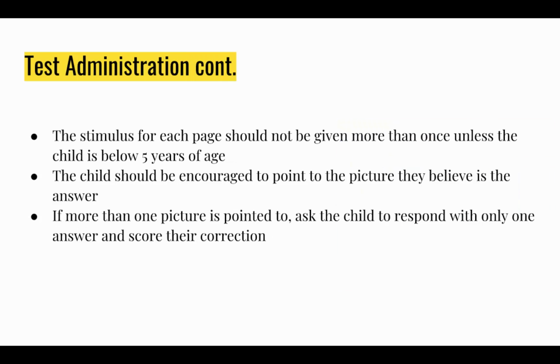The stimulus for each page should not be given more than once unless the child is below 5 years old. It can be repeated if there was no response within 10 seconds, as we also talked about earlier. The child should be encouraged to point to the picture they believe is the answer. If more than one picture is pointed to, they should be asked to respond with only one answer, and you should score their correction. If they point to more than one picture again, the response should be recorded as incorrect.